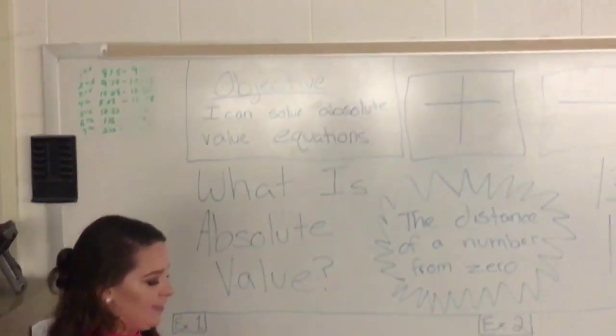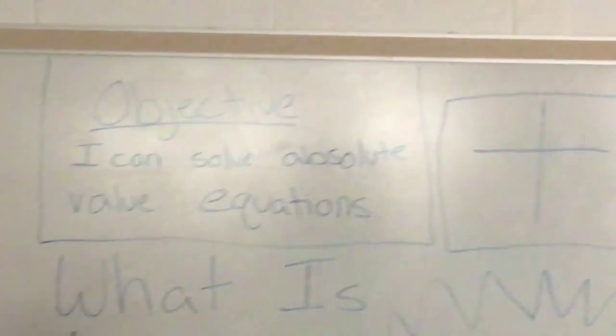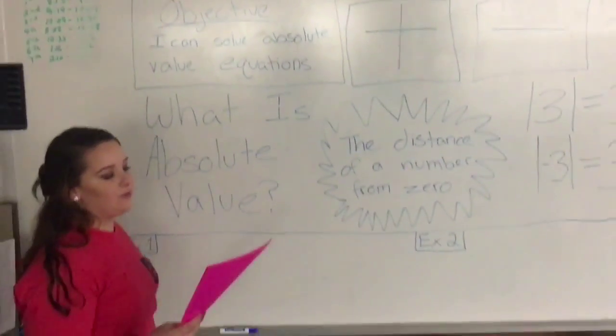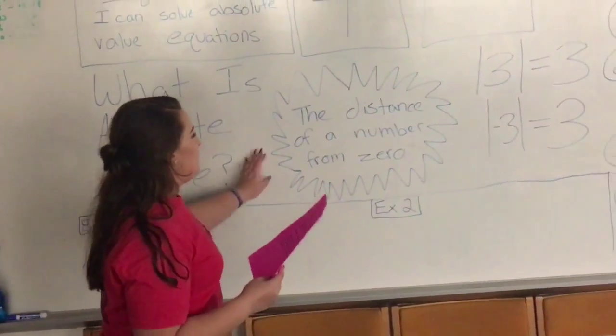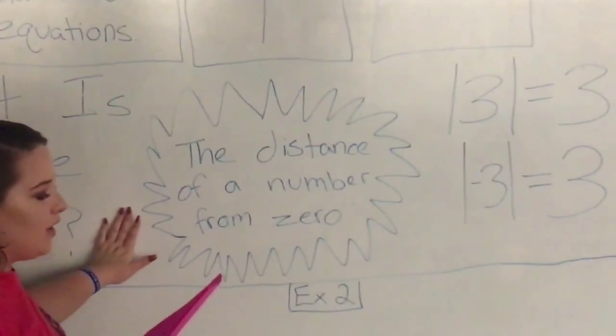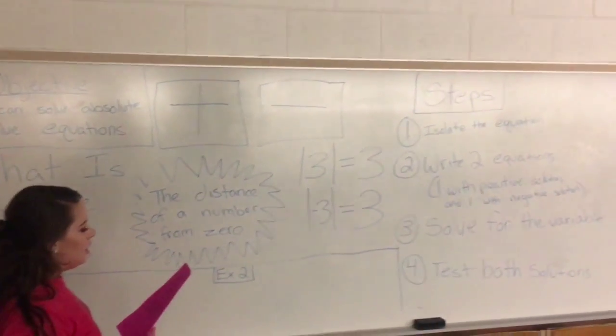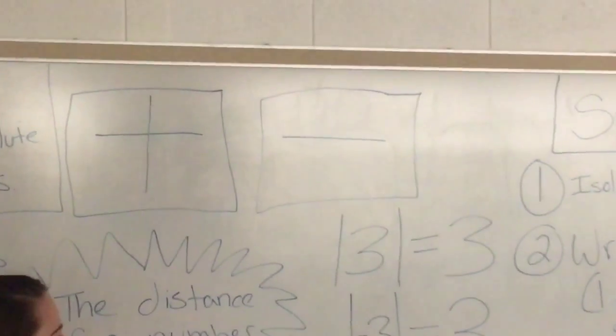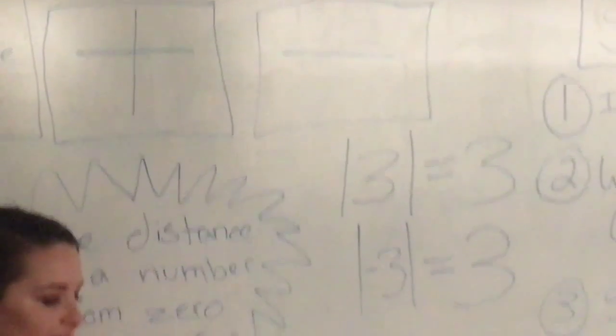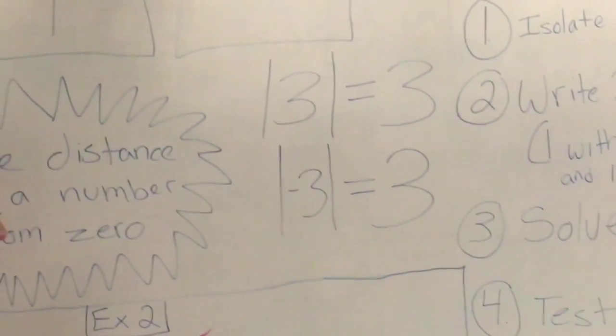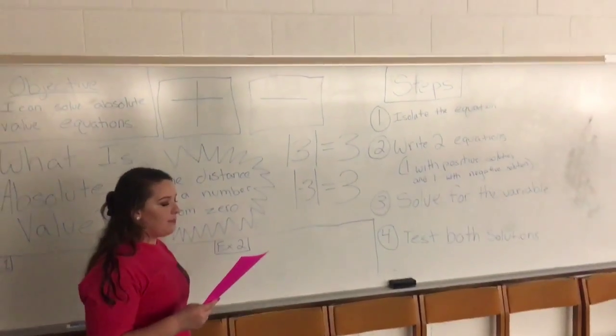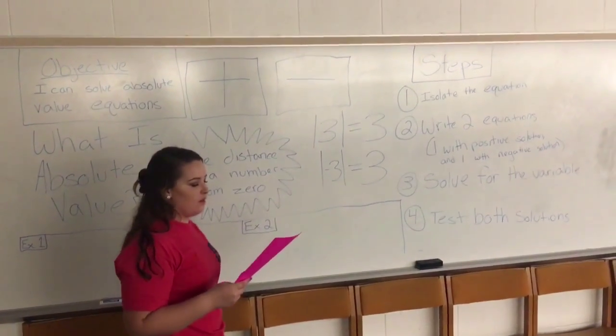Today's objective is I can solve absolute value equations. What is absolute value? Absolute value is the distance of a number from zero. When you take the absolute value of a number, you always end up with a positive number or zero. Whether the input was positive, negative, or zero, the output will always be positive.